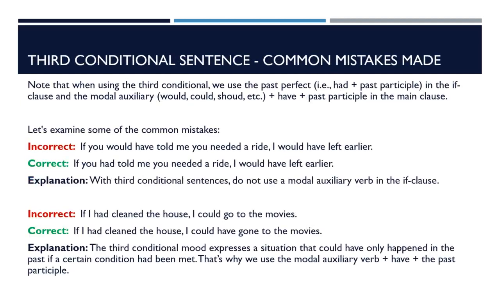Third conditional sentence: common mistakes made. Note that when using the third conditional, we use the past perfect, that is, had plus past participle form, in the if clause, and the modal auxiliary would, could, should, etc. plus have plus past participle in the main clause. Let us examine some of the common mistakes. Incorrect sentence: if you would have told me you needed a ride, I would have left earlier. Correct sentence: if you had told me you needed a ride, I would have left earlier.